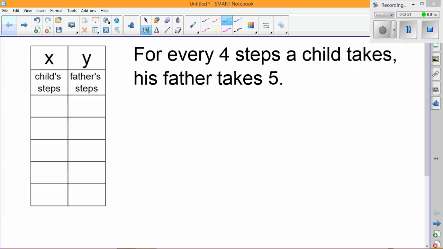Now to make a ratio table, and going back to our problem, what we do is we first write the ratio. So I have x and y, which right now we're just going to know the left column is x, the right column is y, and we should always set up our tables like that. Eventually we're going to talk about graphing once we get to that point. At this point, we're just making a table. It says, for every 4 steps a child takes, his father takes 5. So that means the child's going to take 4 steps and the father is going to take 5. That gives a ratio of child steps to father steps as 4 to 5.